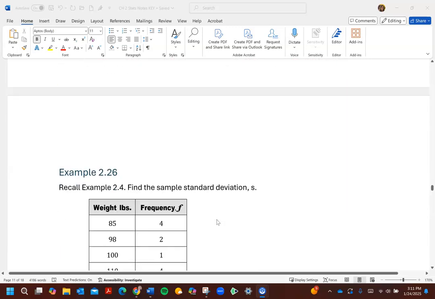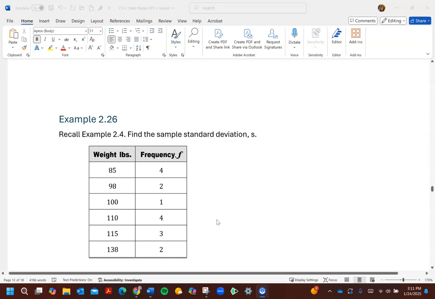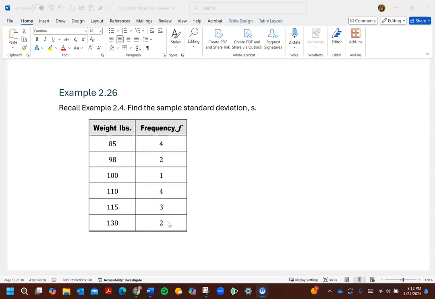So here is another problem to find. We have the weight in pounds and the frequency. This was from a prior example. So go ahead and make sure you can do that one. This is set up as a frequency table, so it's easiest to use GeoGebra for this one. So pause the video and go ahead and do that. I'll show you really quick again to review.